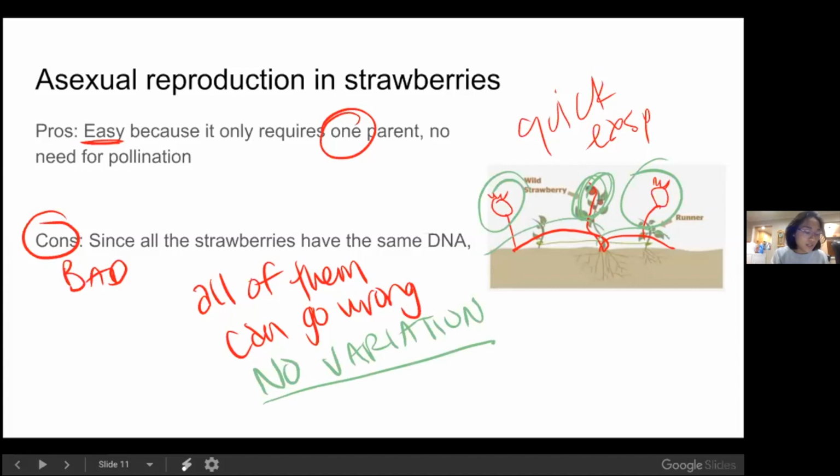But the whole point is that you make a clone out of one parent, so there's no genetic variation. All of the DNA is exactly the same from the parent to the offspring in terms of strawberries and their runners.